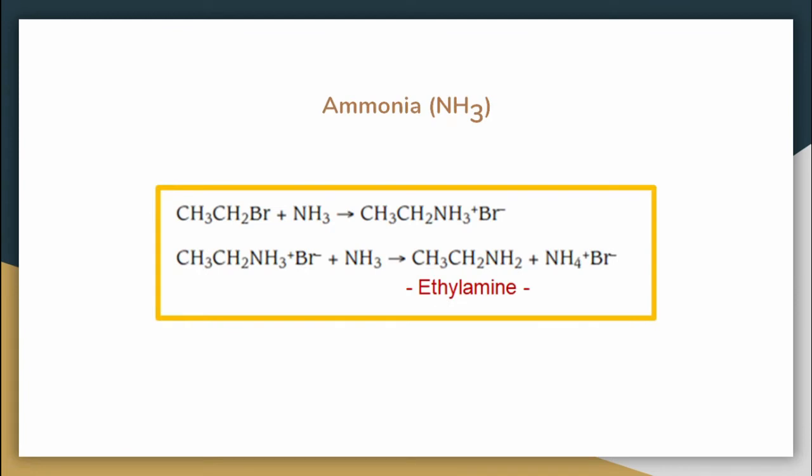Now let's take a look at ammonia. The ammonia molecule contains a lone pair of electrons, and the product of this is called ethylamine. Ethylamine possesses a lone pair of electrons on its nitrogen as well.